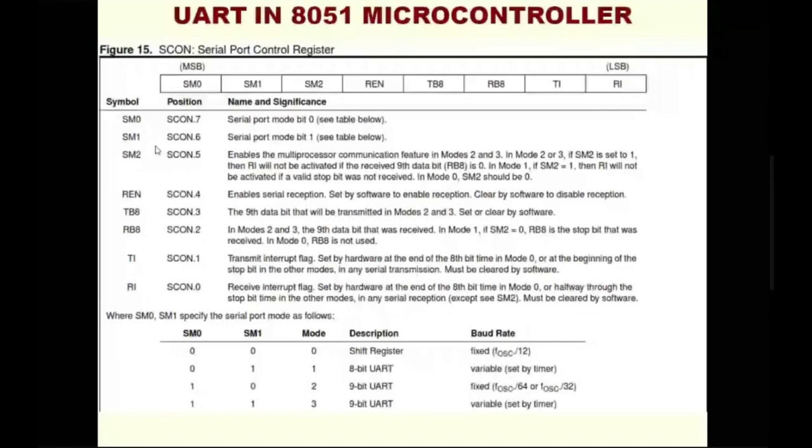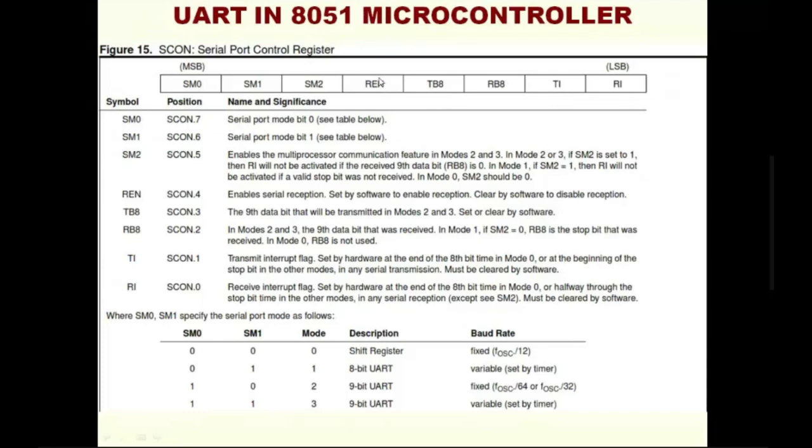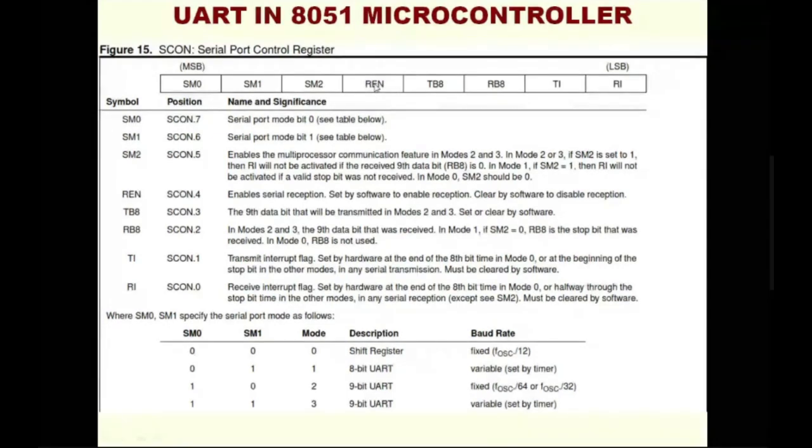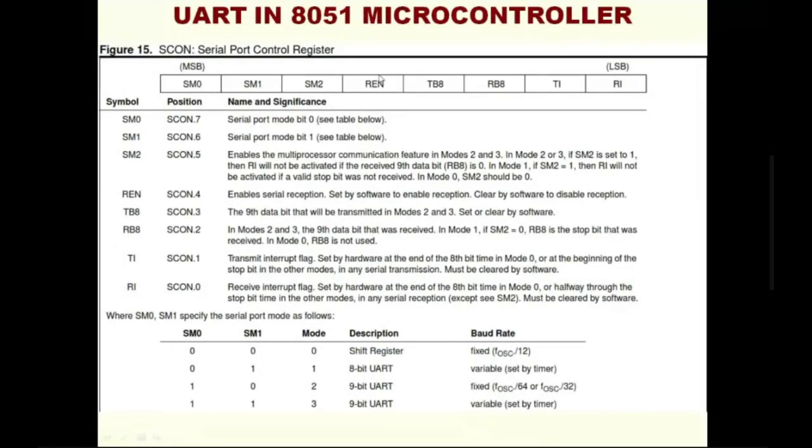REN means receive enable. It enables serial reception: set by software to enable reception, cleared by software to disable reception. If you don't want to receive anything for a period of time, we can make this bit 0. Whenever we are ready to receive, we can make this bit 1 in the SCON register. If we want to say do not disturb, we make this bit 0. Even if some other processor is willing to communicate with us, they cannot, because we have closed our ears. We are not interested in receiving anything.